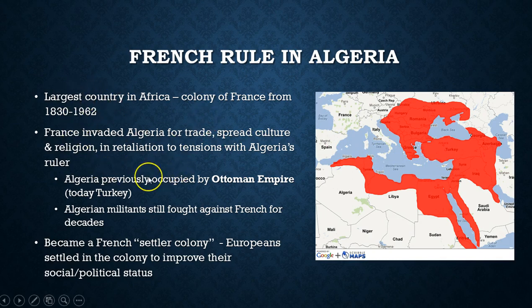France then took over part of Algeria. The Algerian militants still fought against the French for decades, even though they were glad to be rid of the Ottoman Empire. That didn't mean that they wanted somebody else to rule them. They still wanted to rule themselves. Algeria also became a French settler colony, so many Europeans settled in Algeria to improve their social and political status. Whereas in Paris they may not have been able to afford such a large fancy house or have as much political clout or power, in Algeria they could move down there and be a powerful colonial representative.